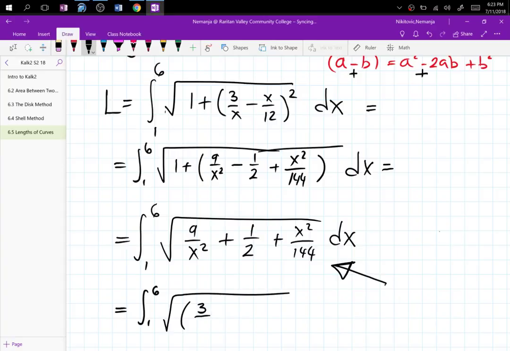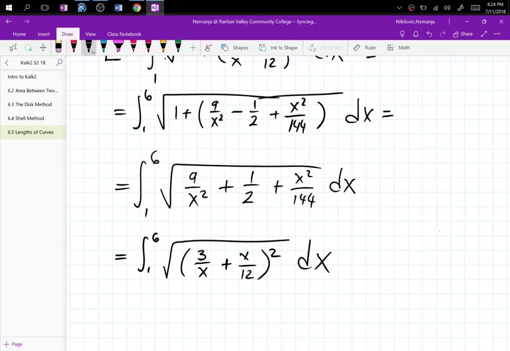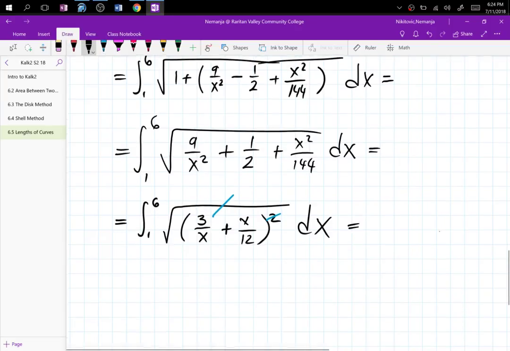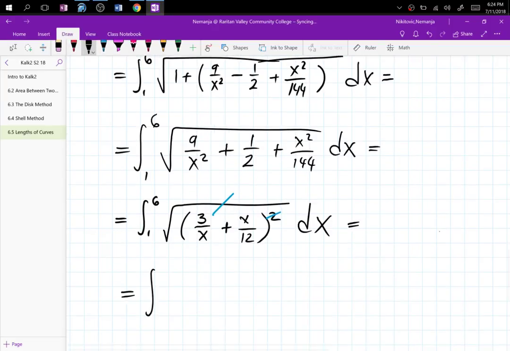So 3 over x minus x over 12, and now it's a plus and it's a square, dx. So what is obvious now? The square and the square root die. And the only thing that you need to integrate is the integral of 3 over x plus x over 12, dx.